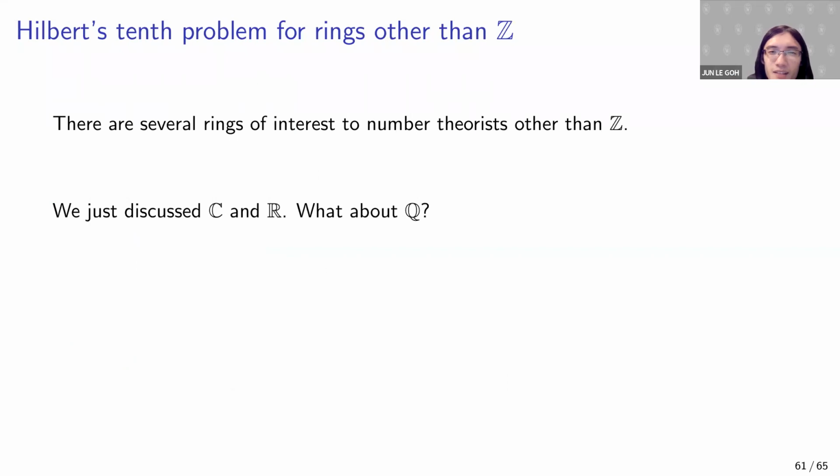Now, there are several other structures that we might consider. Specifically, so far we've been working with the language of rings, right? Plus, times, and 0, 1. There are several rings which number theorists care about, other than Z. Of course, C and R are also among them, but we haven't talked about Q. Q is also a ring. And there's a reason why I left this to the last, because this is the biggest open problem in this area.